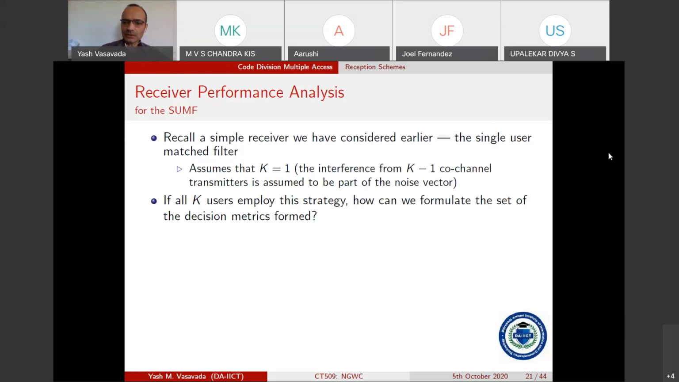Okay, who is next? Joel, what do you think? Sir, I think each user will get its own signature, and the output will be composed of those signatures. Yeah, I'm asking, what is the mathematical formulation? Komal?